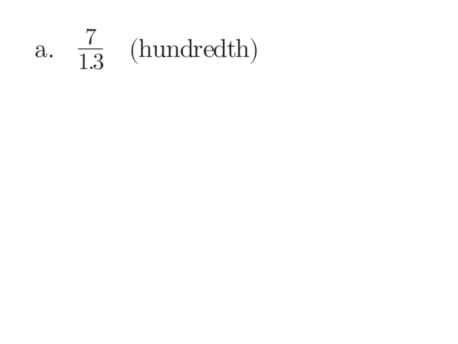So again, the first thing I want to do is move my decimal point in the bottom number. Remember, that's the number that goes outside. That's the one we want to be a whole number. So I'm going to make my 1.3 into a 13, which means that my 7 I want to turn into a 70. So we go ahead and plug into our division house. We have 70 divided by 13.